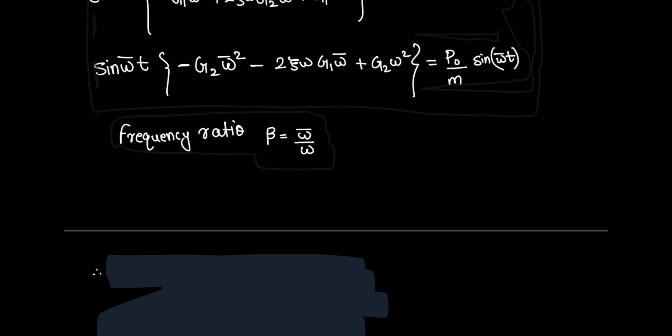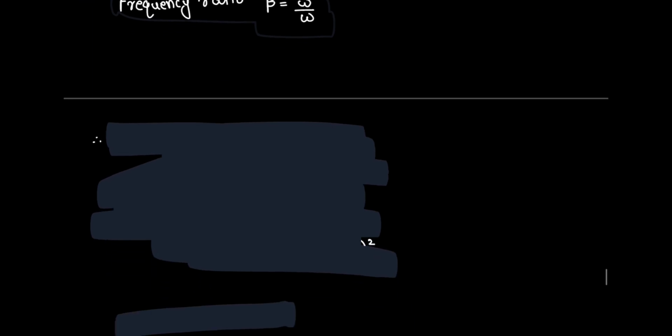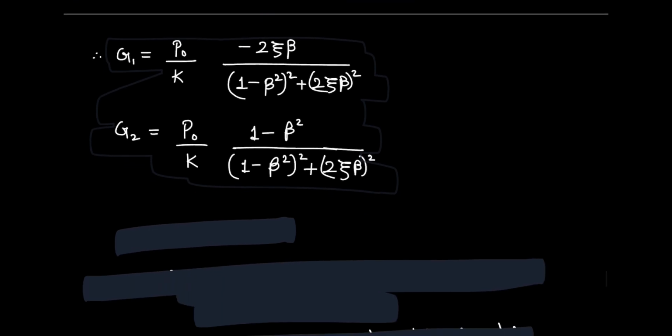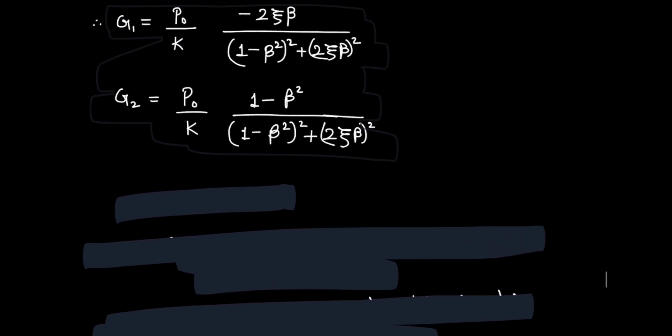We define a term beta as frequency ratio, that is equal to forcing angular frequency divided by natural frequency. We find G1 and G2 by solving those two equations in terms of beta, and G1 is equal to the expression shown, G2 is the expression that is written here.